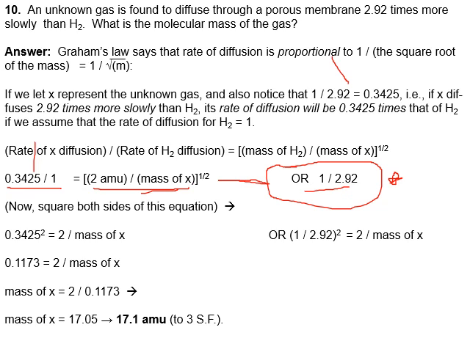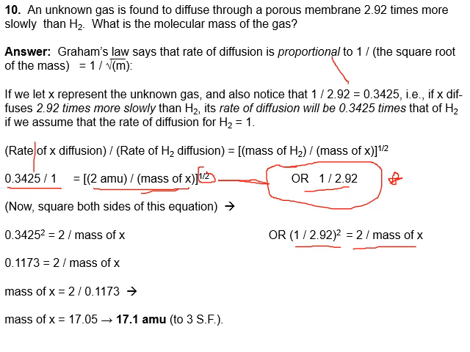If we then square that, over here on the right we're going to have 1 divided by 2.92 squared. And over here on this side, we're just going to get rid of the radical, so we wind up with 2 over the unknown mass. And what is 1 divided by 2.92 squared? Well, it's 0.3425 squared. That's the way I have it written over here.